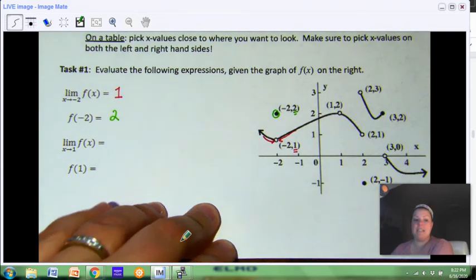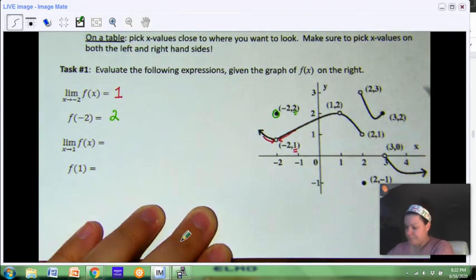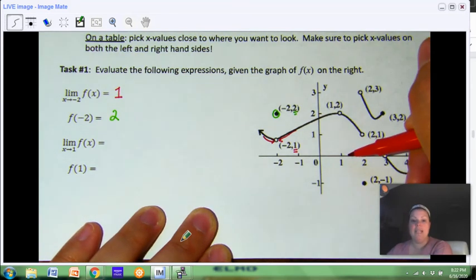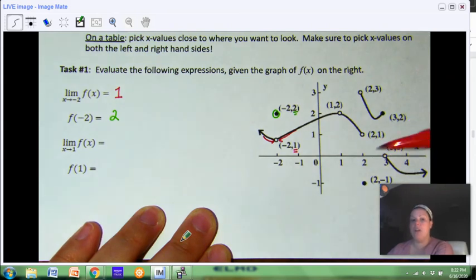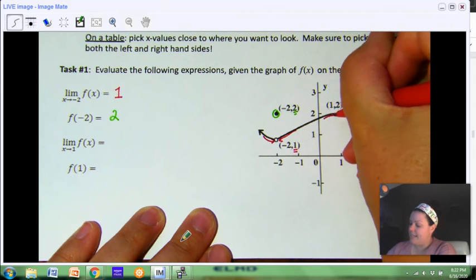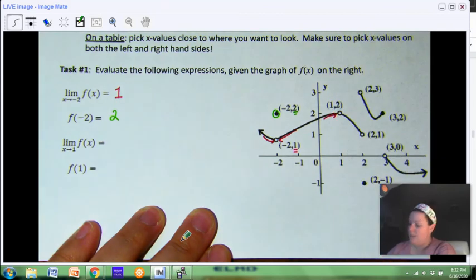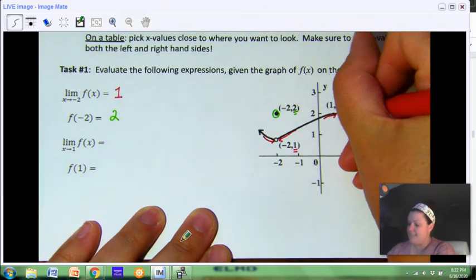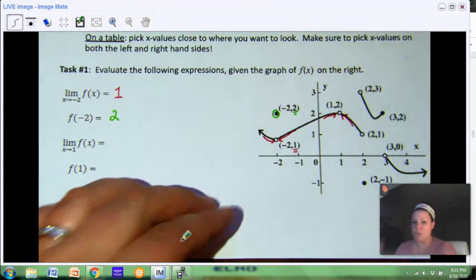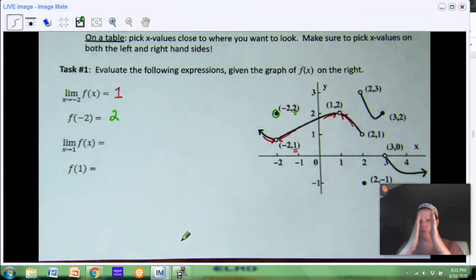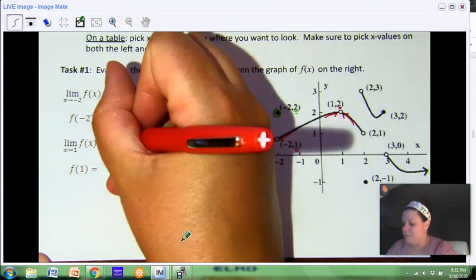Next is the limit as x approaches 1. So I'm going to go over to x is equal to 1, and I'm going to look at what happens from the function from both sides. So on the left-hand side, it is approaching the hole. On the right-hand side, it is approaching the same hole as we're getting closer to 1. Remember, we're coming in closer to x equals 1. And it looks like we're coming in on that y value of 2.